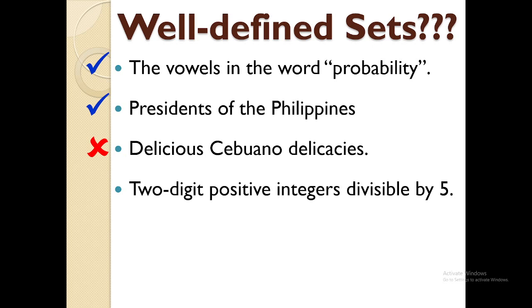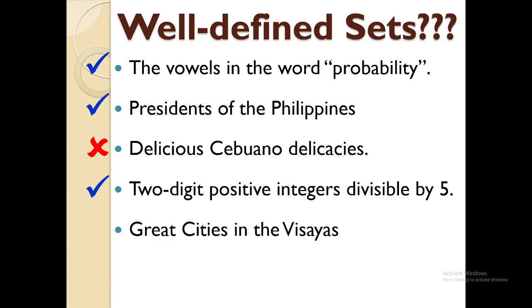Okay, let's have the fourth example. Two-digit positive integers divisible by 5. Is that well defined or not well defined? Well defined. Who can give me an example of a two-digit integer divisible by 5? 20, sir. 20, correct. What else? 10. 10 is correct. What else? 15, 20, 25, 30, 35, 40, 45 until you get to 95. Those are all two-digit positive integers divisible by 5. So we can enumerate them.